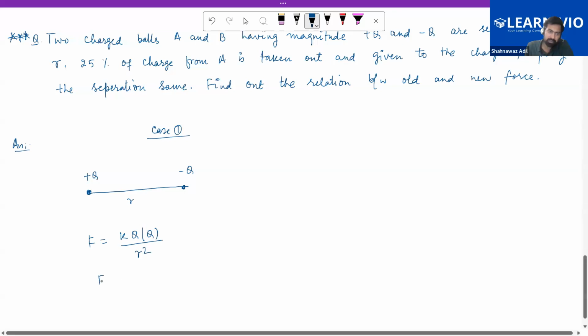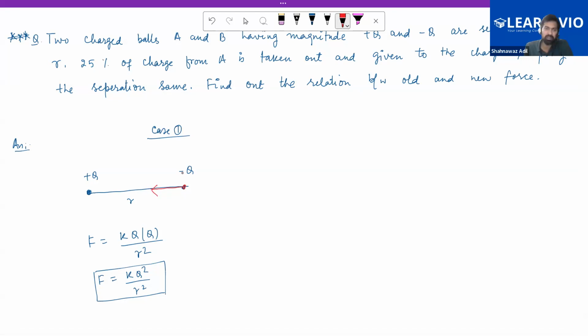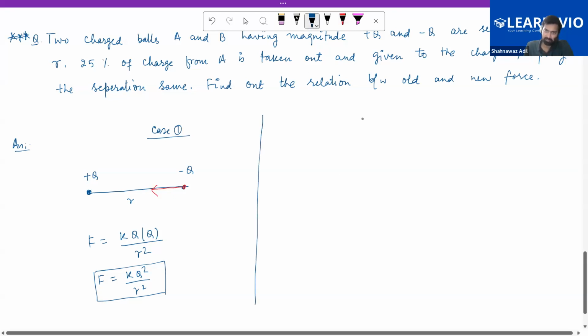So this is k q square divided by r square. Whenever I am calculating the magnitude of the charges and I have incorporated the direction, so let's say I calculate the force at this point, the force would be in this direction. Whenever I have taken the direction, it means I have already incorporated this minus sign. So no need to write this minus sign anymore. Now, the second case.